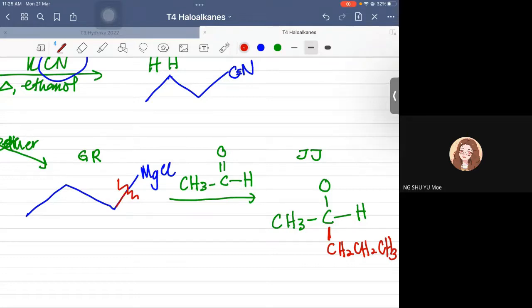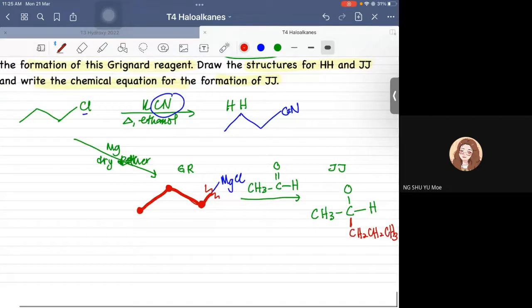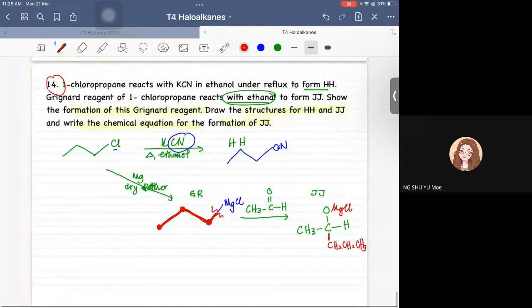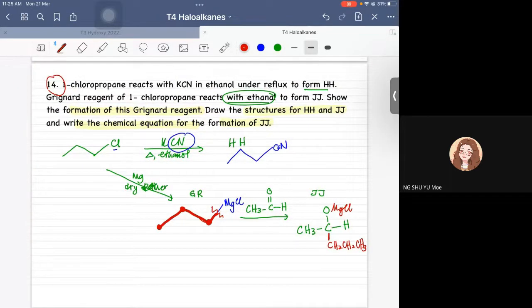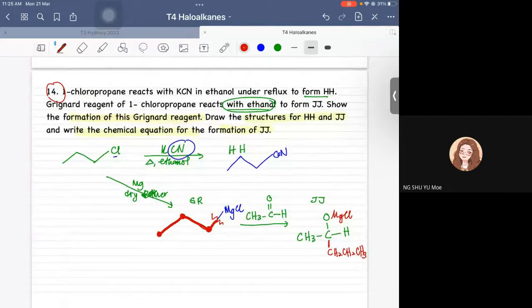Okay, ni. Nampak lagi ni. Ada 3 karbon, 1, 2, 3. Okay, and then the O comes from the MgCl. Connect dengan MgCl. Okay, so soalan suruh buat equation, Grignard reagent dan HH dan JJ. So siap lah. So habis soalan 14.